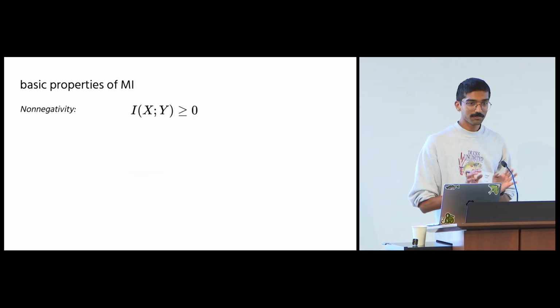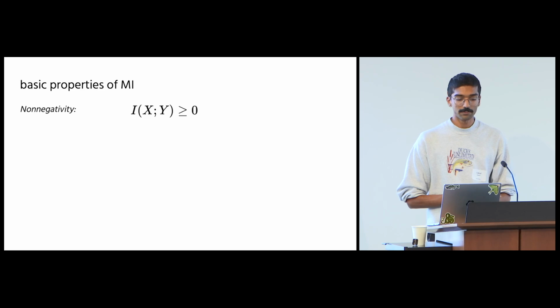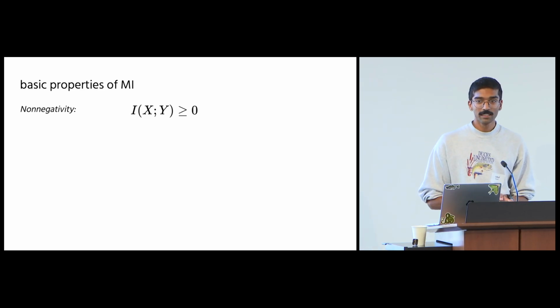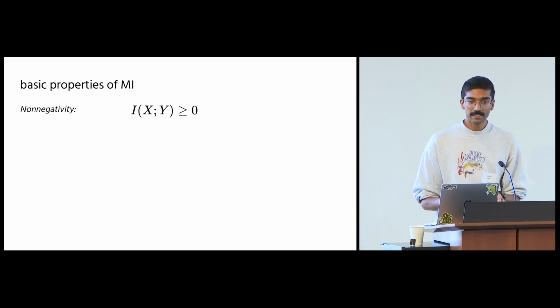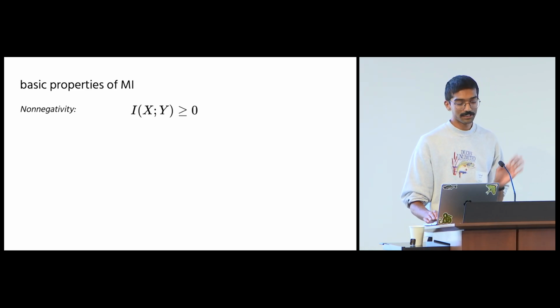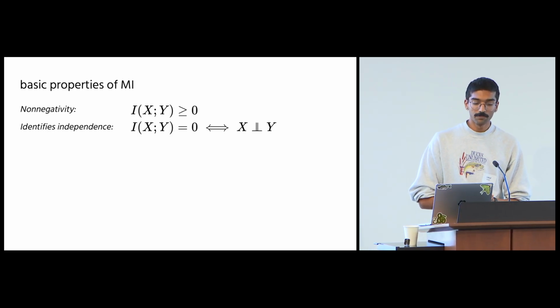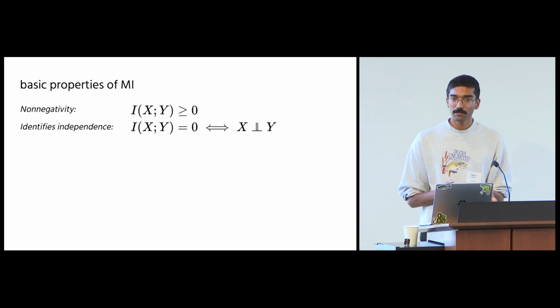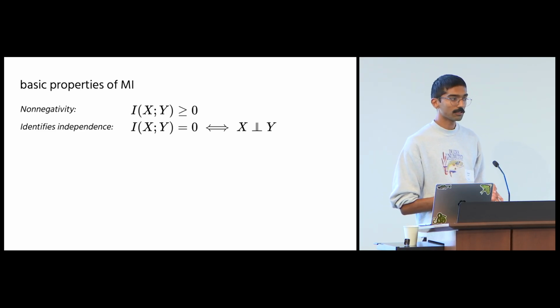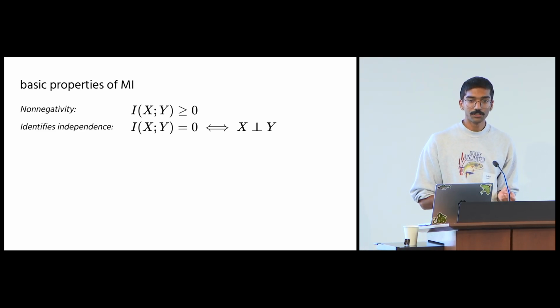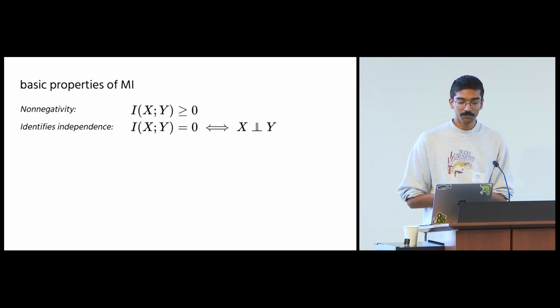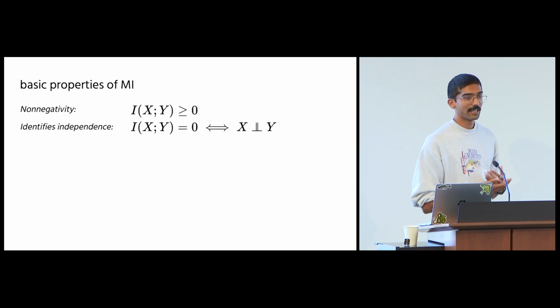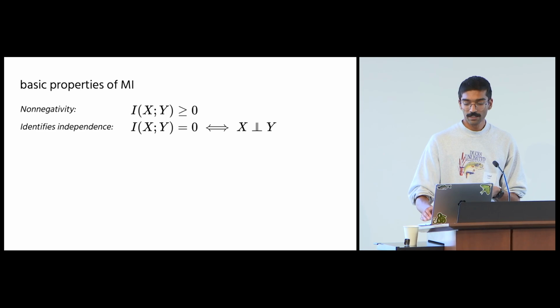So I'll go over very briefly just a few basic properties of MI. So unlike a correlation coefficient, it's not like -1 to 1. It's bounded below by 0, and that's it. So there's no negative information is one way of thinking about it. It identifies independence. This is a really important property. So the MI of two variables is 0 if and only if the two variables are statistically independent. And the idea is that the higher the MI is, the higher the dependence is.